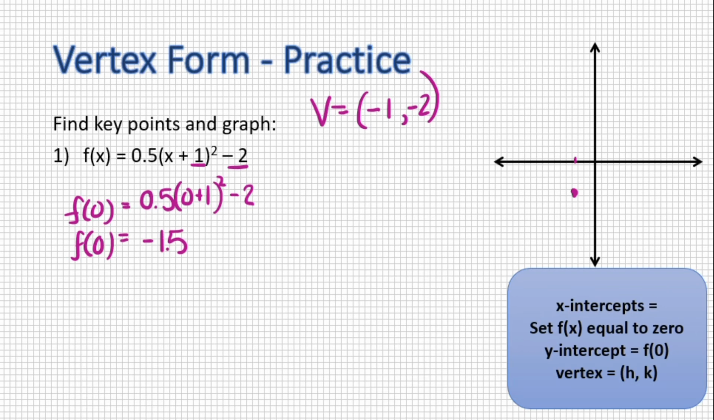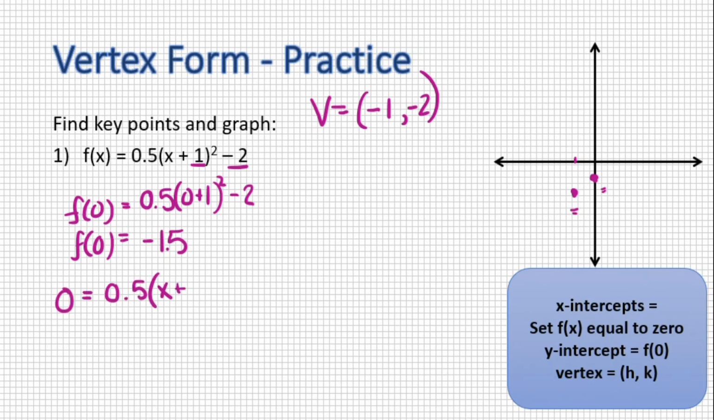Here it is. So that was 2. We're just going to put it there. So I can see already that my vertex is a minimum just by looking at what's happening with this graph. I have a bottoming out and then a y-intercept that's up from there. So let's figure out what our x-intercepts are.